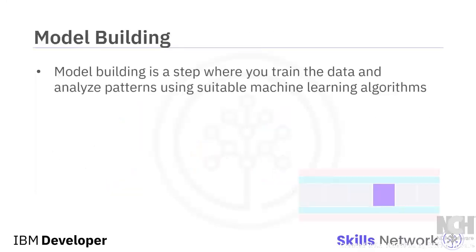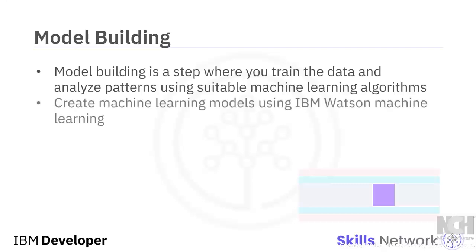Now, model building is the next step. This is where you train the data and analyze patterns with machine learning algorithms. The system learns how to provide predictions or decisions by itself. You can then use this model to make predictions on new unseen data. Model building can be done using a service called IBM Watson Machine Learning. It provides a full range of tools and services for building models.